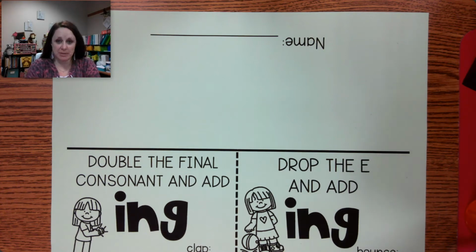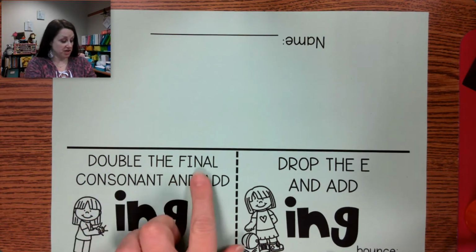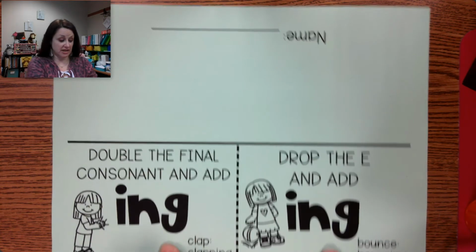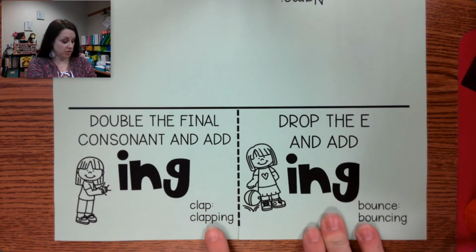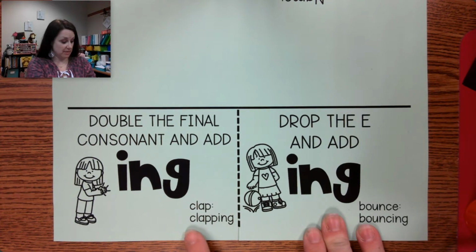Welcome to our grammar practice for today. We are going to be working with our ing ending on words again, and we are going to be working with two of the three ing rules. We're going to be working with drop the final consonant and add ing, and they even gave us an example here. We go from clap to clapping.